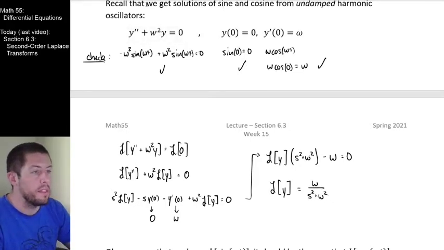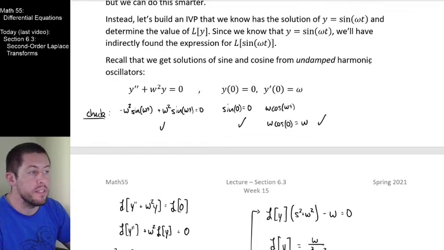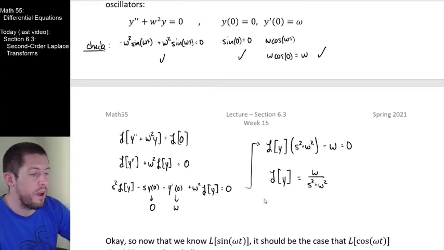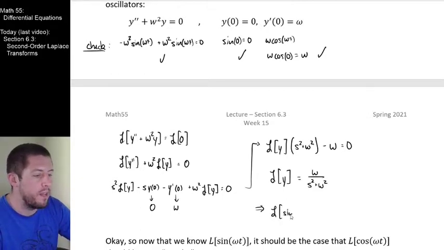And the cool thing is that we already know what y is. We have already proven that in this scenario, in this initial value problem, y is sine of omega t. That is the solution to that initial value problem. And so that's going to tell me that the Laplace transform of sine of omega t must be omega over s squared plus omega squared.